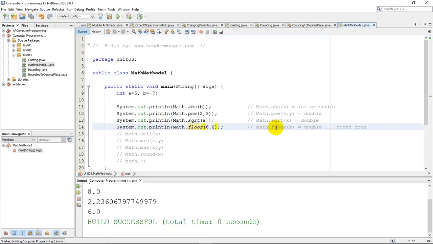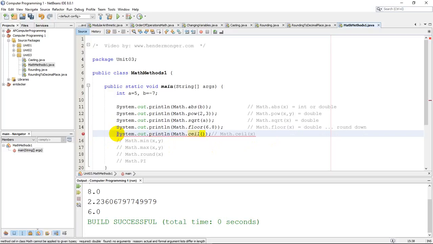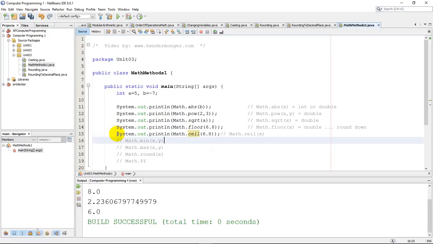It basically just drops the decimal. That's math.floor. Now math.ceil does the other. Okay, it actually does the complete opposite. Math.ceil rounds up. So if I were to put 6.8 in here, math.ceil will round up to 7.0.